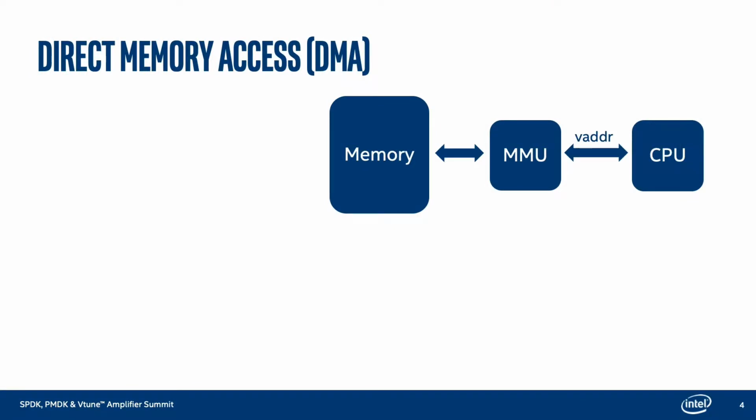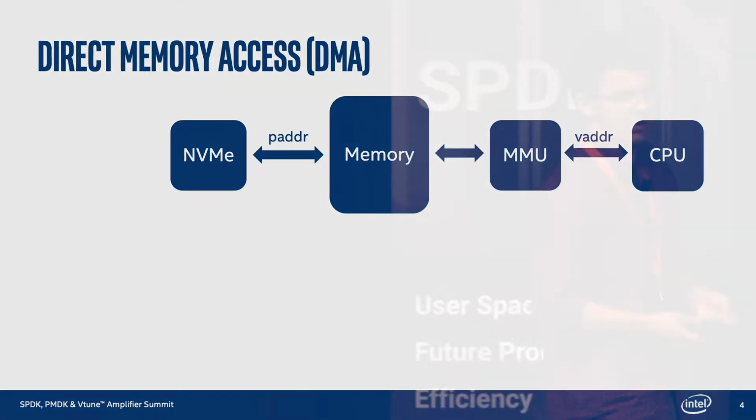And that's totally fine, unless we want to do DMA on peripheral devices like PCI NVMe. So PCI NVMes talk to the memory bus. They're using physical addresses directly. They don't have anything like a memory management unit.